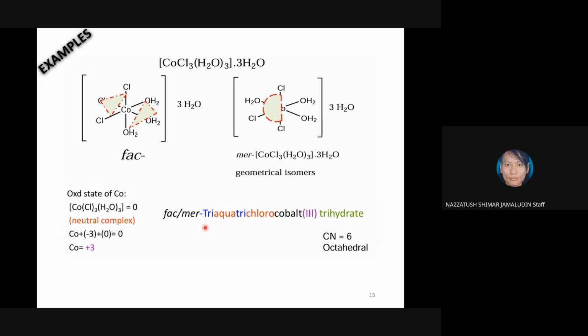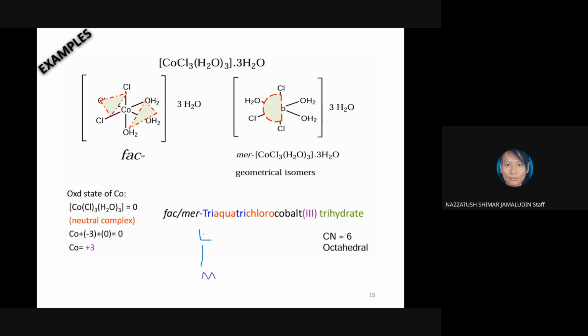Now, this will happen when there are 3 identical ligands that are positioned cis to each other. So in this example here, let's say we have a ligand. This is the metal. So there is a metal.